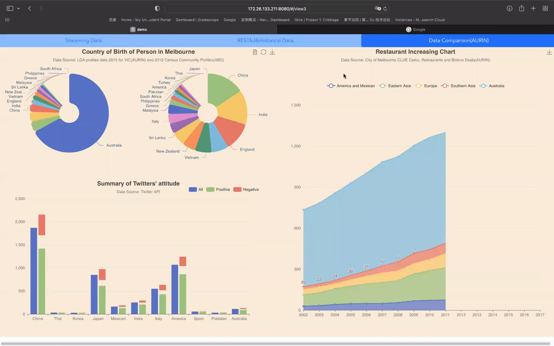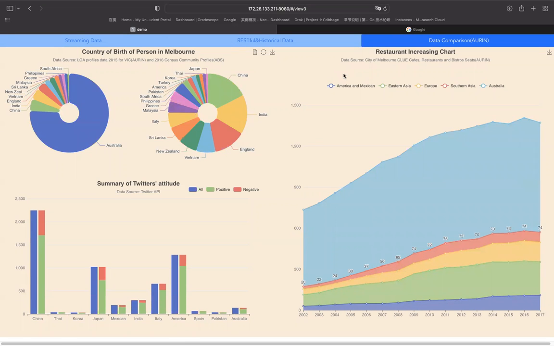After investigating the opinion of people about food, we want to know the inner reason. Knowing that Melbourne has a great migrant population, a question came to our mind. What is the correlation among the nationality of people, their attitude toward each type of food, and the changing trend of restaurant number in Melbourne?